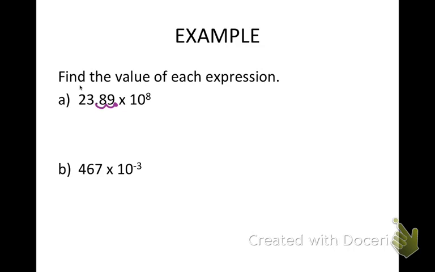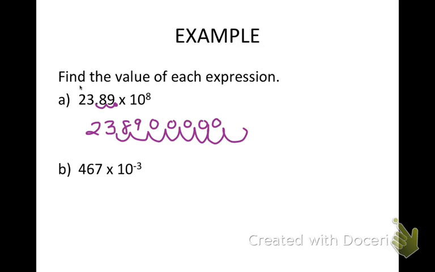6. Does everybody see why it's 6? Because it's 8. 2 of my decimal places move to get here. So that means I need space fillers for 6 more. So if I rewrite it as 2, 3, 8, 9, fill in your zeros. 1, 2, 3, 4, 5, 6 zeros.